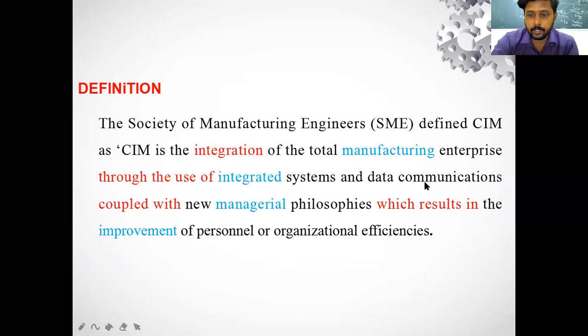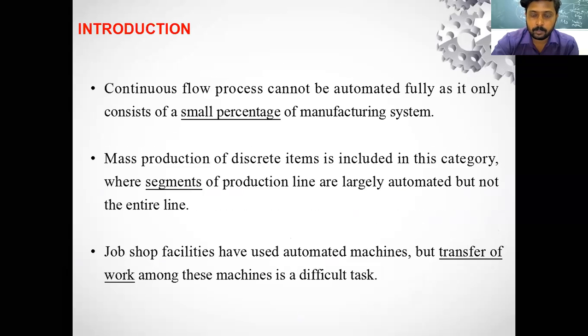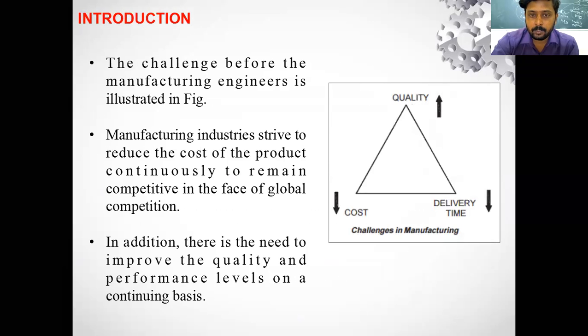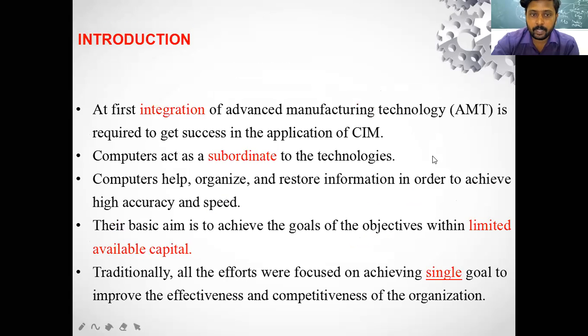We have seen the definition, what exactly is meant by CIM, and how the Society of Manufacturing Engineers or other industries or organizations define CIM. Then we have discussed different types of production systems and their features, and the challenges faced by engineers in industry, like reducing the cost, reducing the delivery time, and improving the quality. Then we have discussed the other features, the different constituent parts, or what exactly CIM comprises of.